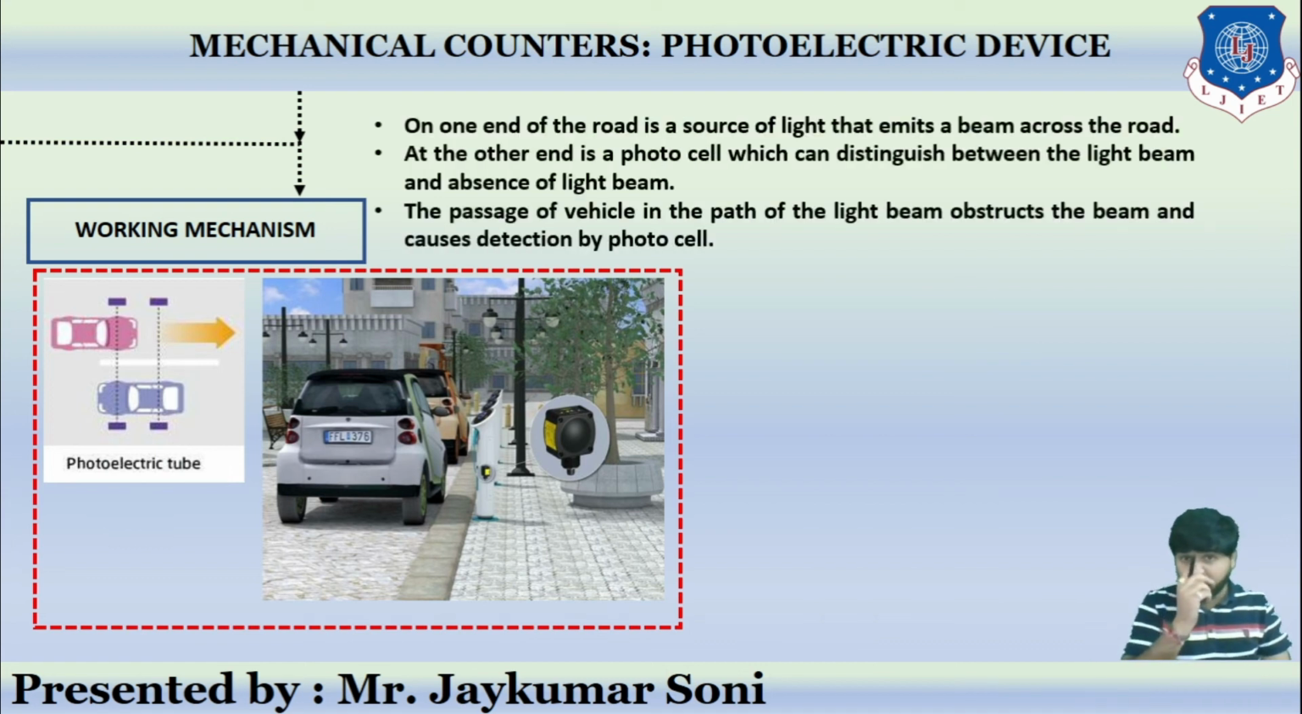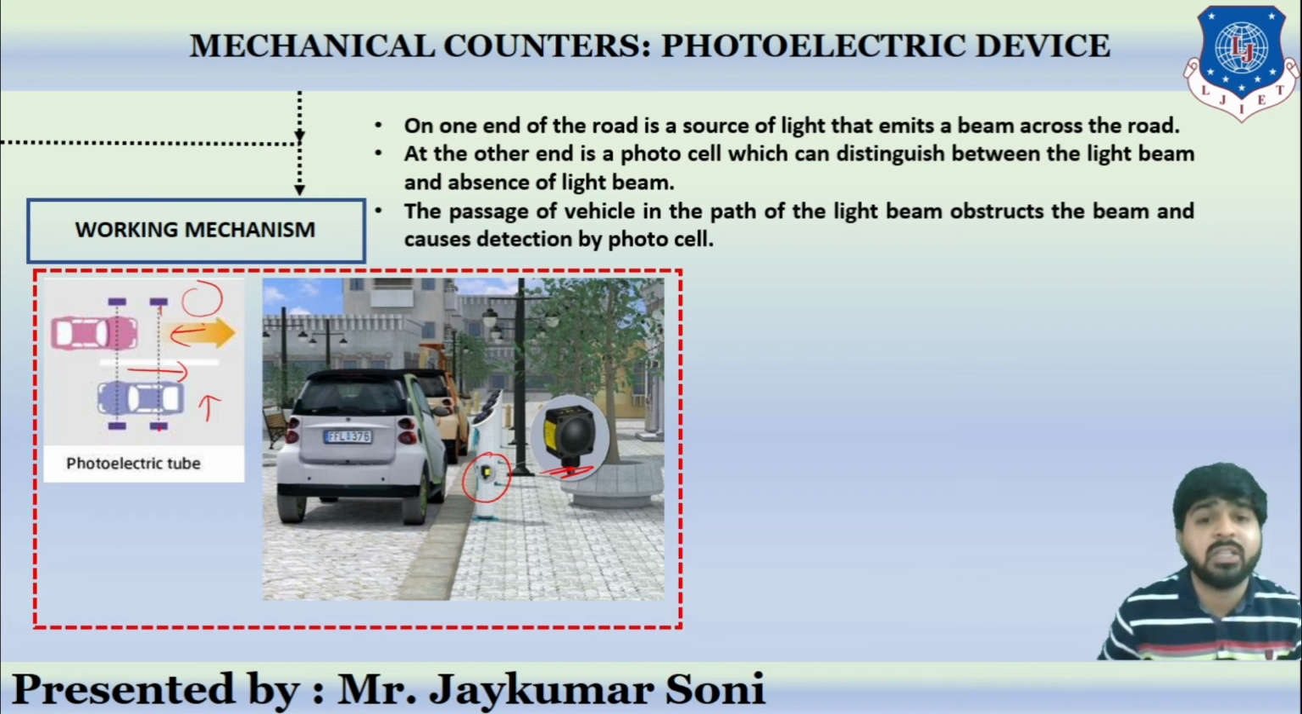On the end of the road is a source of light. This is the source of light, like this, that emits the beam across the road. It means the light will be emitted from this point to this point, in this direction. Whenever a vehicle is crossing this direction, the light will be absent because the light will be on the car, it will not be reflected over here. So the number of times the light is not being reflected will detect that this many vehicles have passed.